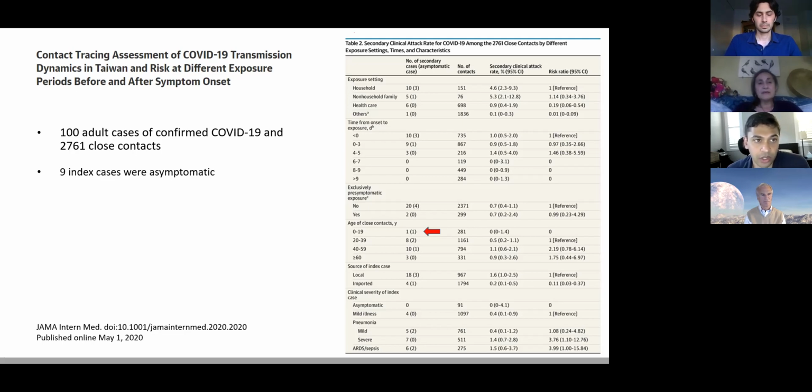They looked at 100 adults who had confirmed COVID-19 and 2,761 of their close contacts, mostly people who lived at home with them. And the most important part of this for our purposes is this red arrow right here. In all of those 2,700 close contacts, there was only one child who was a secondary case, meaning only one of them out of these 2,700 people actually contracted an infection from one of the 100 adults who had confirmed COVID-19.